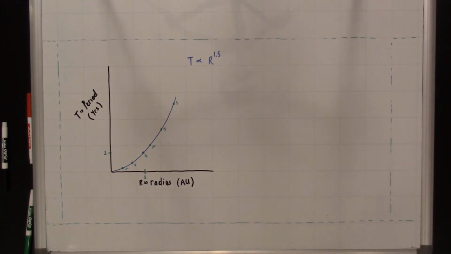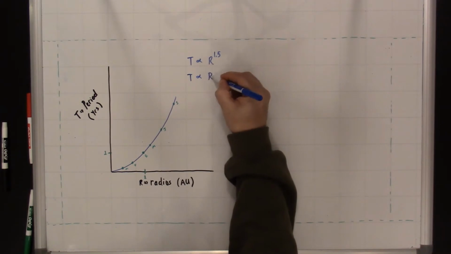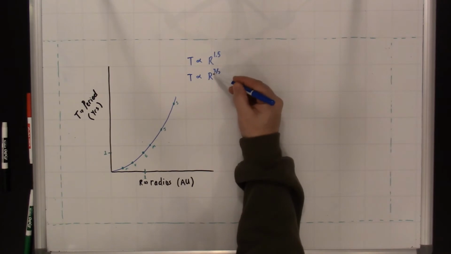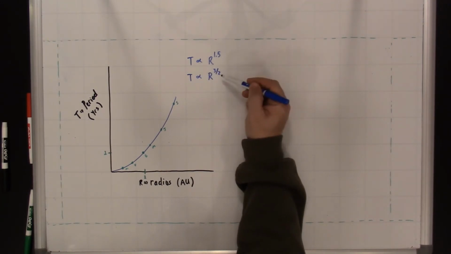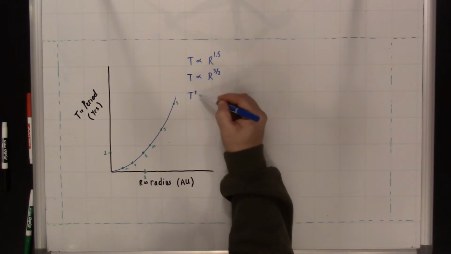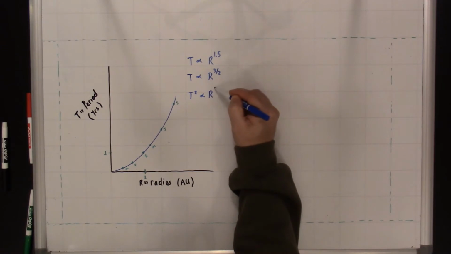But the 1.5 is a weird thing. But 1.5 is also a fraction. And if we write this in terms of a fraction, we can see that it's 3 halves. And if we know how fractional exponent works, this is actually a square root here, right? So this is r cubed and the square root. Now, I don't like fractions, so what are we going to do to both sides? In essence, we're going to square both sides. So if I square the left side, I end up with T squared is proportional to, and if I square this side, I end up with R cubed.